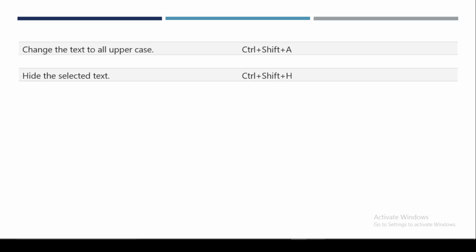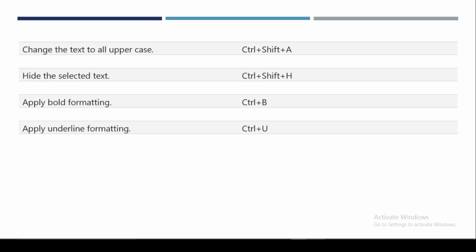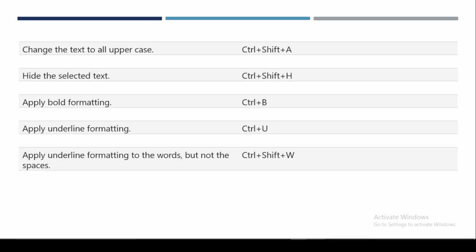Shift plus F3, change the text to all uppercase. Control plus Shift plus A, hide the selected text. Control plus Shift plus H, apply bold formatting. Control plus B, apply underline formatting. Control plus U, apply underline formatting to the words, but not the spaces.